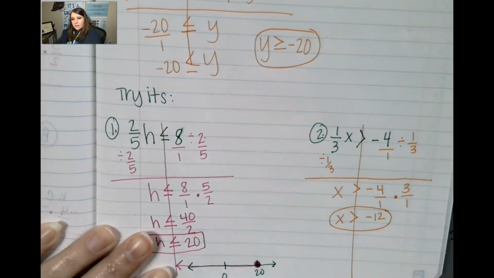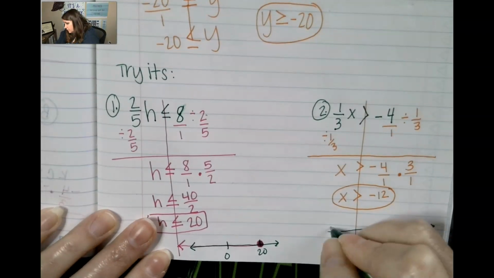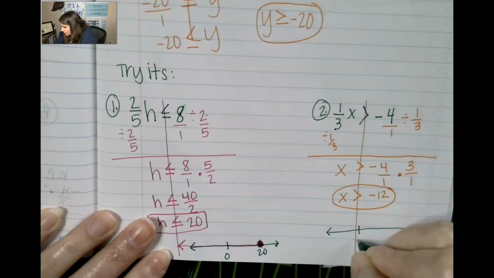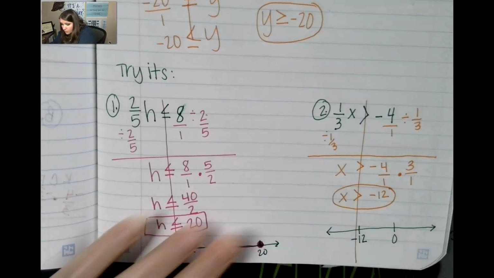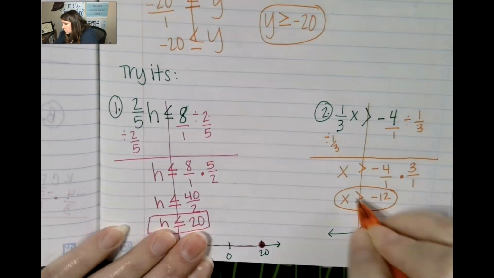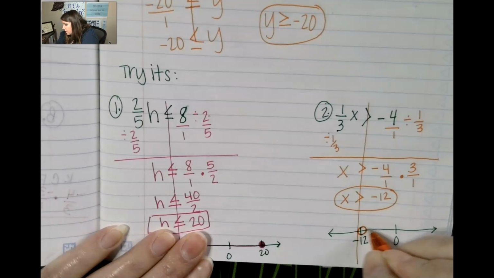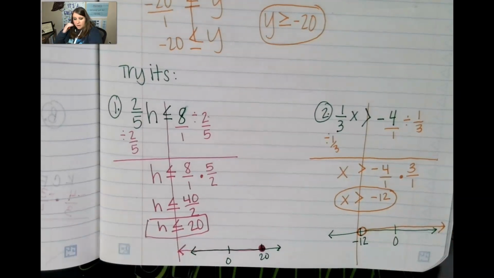I'm now ready to graph this on the number line. So -12. And we're going to have an open dot, and it's pointing to the right. Pointing to the right.